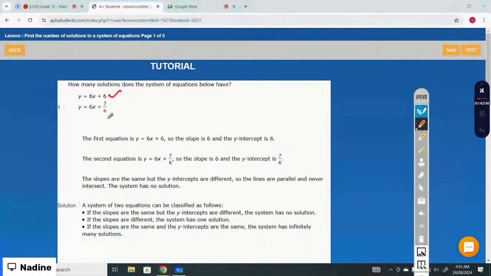y equals 6x plus 6 and y equals 6x plus 7 over 6, right? The first equation is y equals 6x plus 6. You need to compare it to y equals mx plus b. M is the slope, so the slope of this equation is 6. Look at the second equation. The slope of this equation is 6 and the y-intercept is 7 over 6, right? So the slopes are the same and y-intercepts are different. So that means the lines are parallel and never intersect. So when the lines are parallel, the system has no solution.